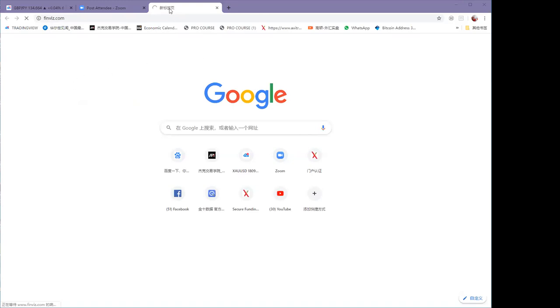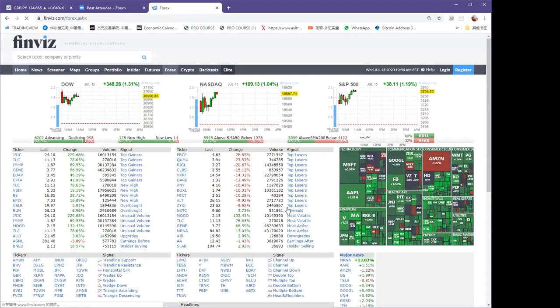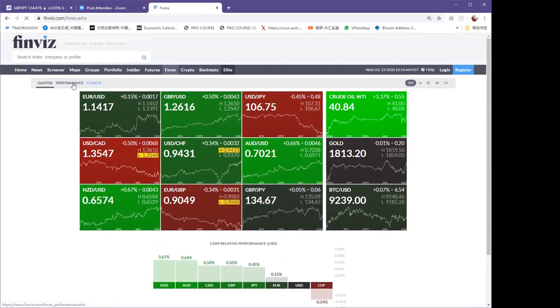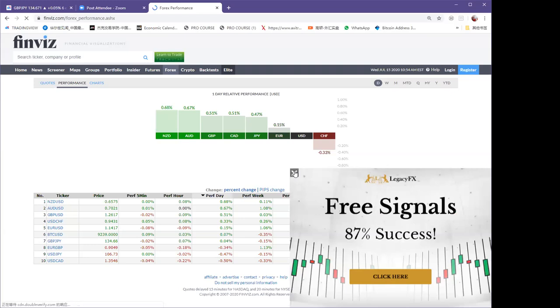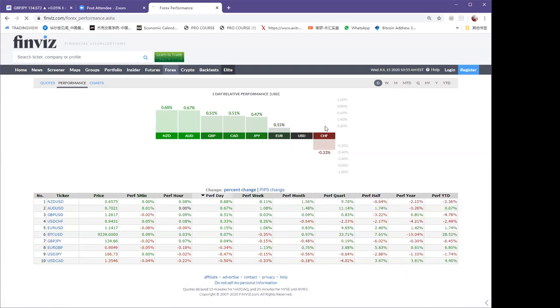Okay, so you go to finviz.com and you go to Forex. You can see this performance. Under performance, you can check the day. Today the best performance is on Kiwi. Second place is Aussie. The weakest currency is the Swiss franc. The dollar is the second last. The yen is in fifth.